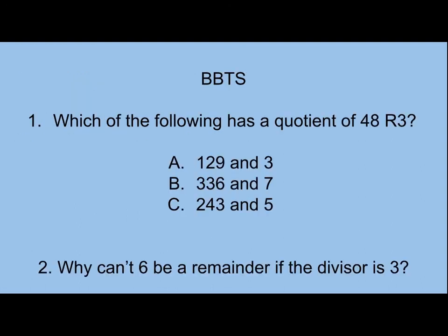Finally, that's going to bring us to our bring back to school problem. We have a two-part bring back to school. Which of the following has a quotient of 48 remainder 3 out of A, B, and C? Cut you a little break there and only give you 3. And the next one is just, I'm going to be looking for a sentence. Why can't 6 be a remainder if the divisor is 3?